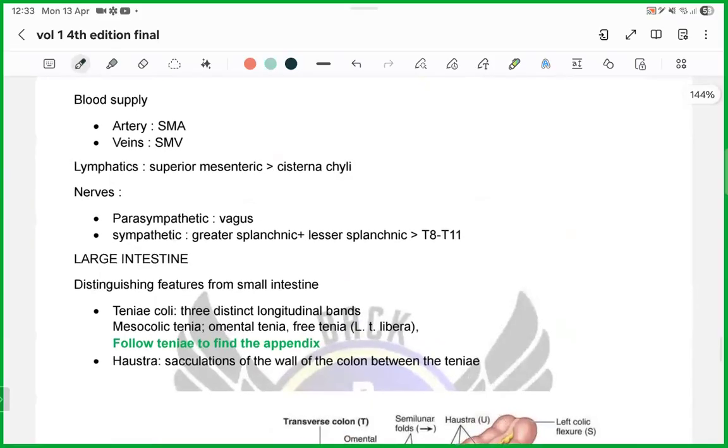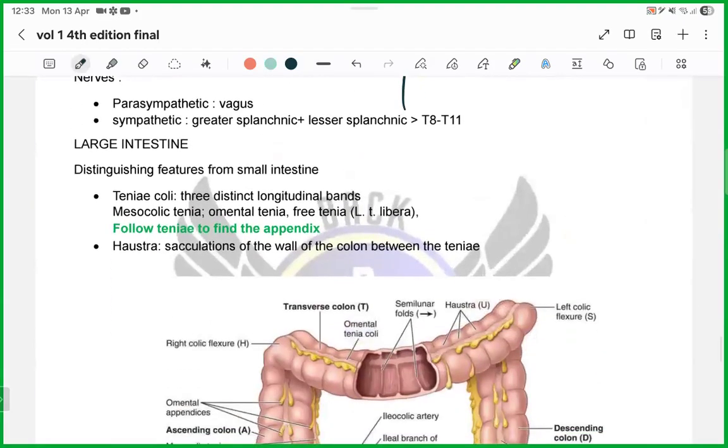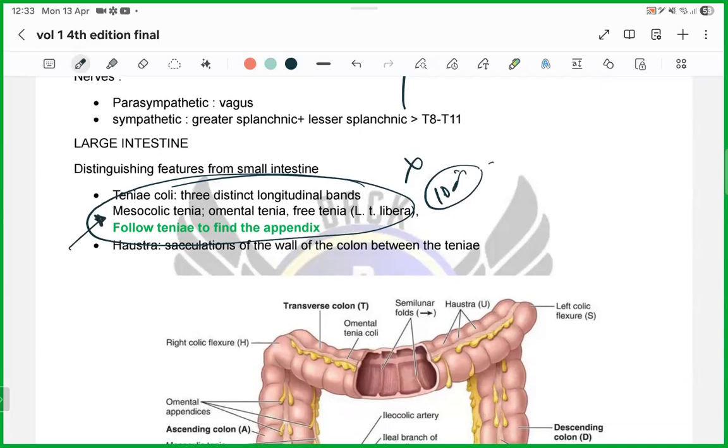Then you have blood supply, give a reading, not important. They never ask. Large intestine also, they never ask anything. Just this line, 100% important. Just know this line. Other than that, nothing is important.